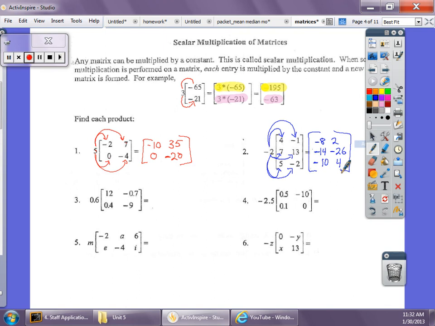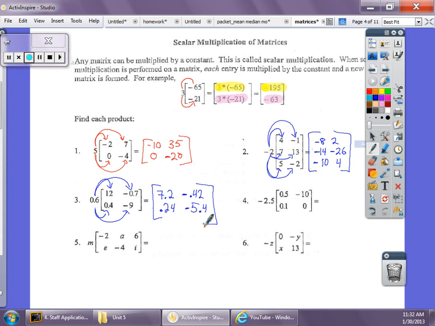Number 3, well, even if it's a decimal, we can still multiply everything by a decimal. Well, 0.6 times 12, 7.2. 0.6 times negative 0.7, well, it's going to be negative 0.42. 0.6 times 0.4, 0.24. And 0.6 times negative 9 is negative 5.4.